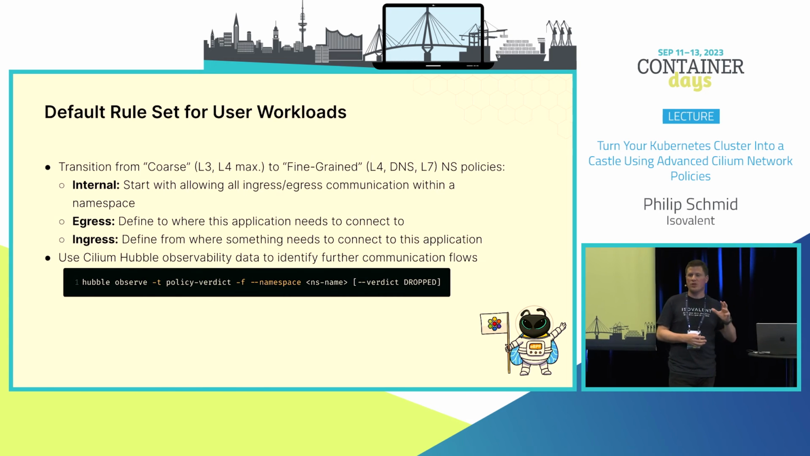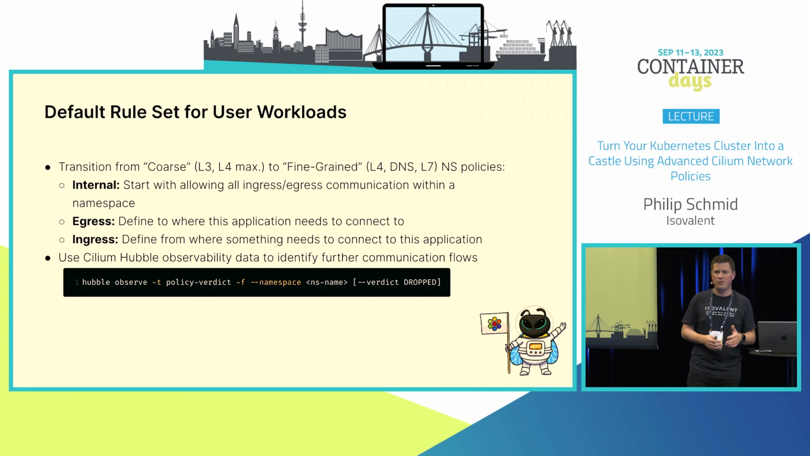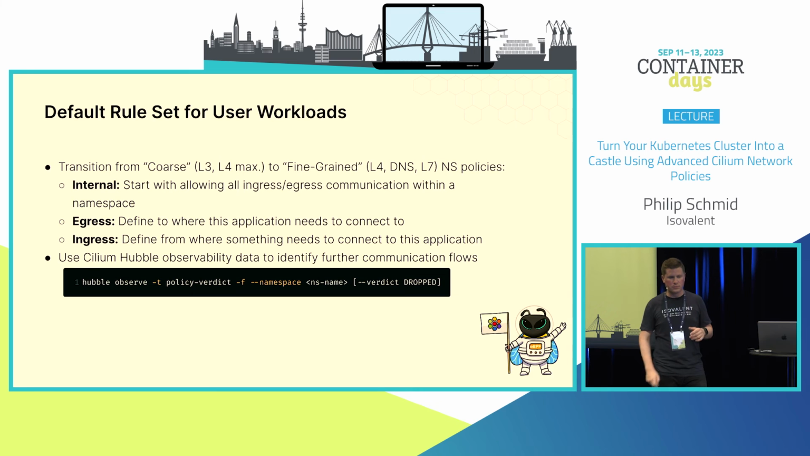However, you do not need to use the CLI tool. Cilium also offers a Hubble UI, so you even have a UI for that, where you see the flows and the drops as well.